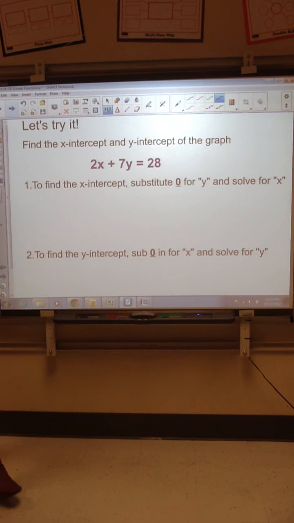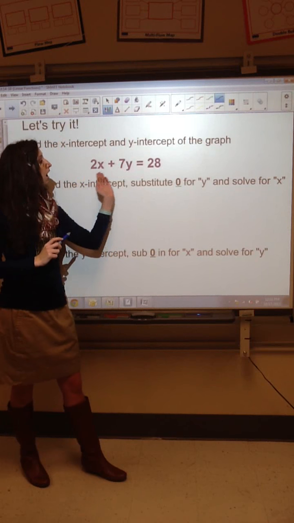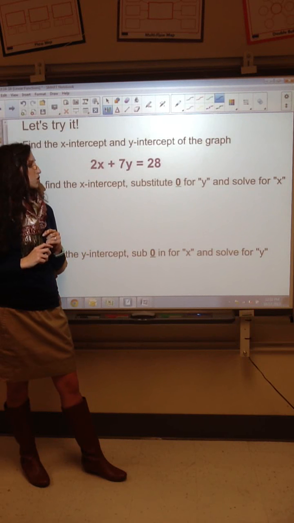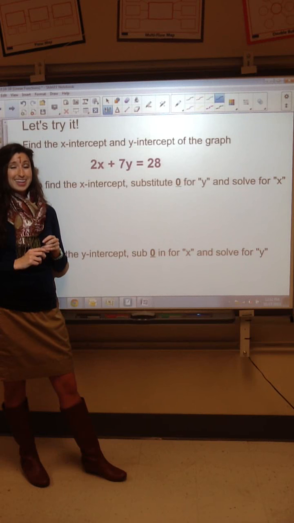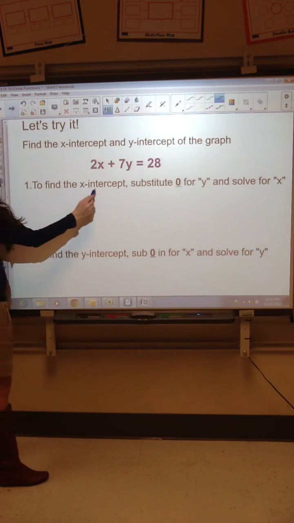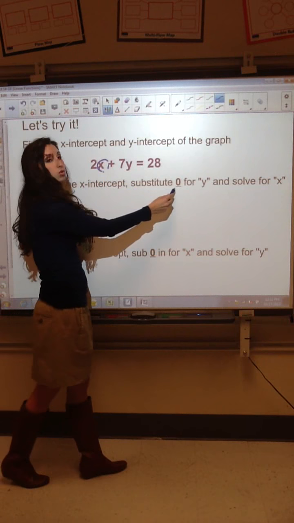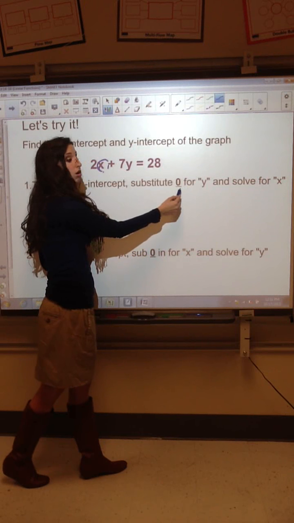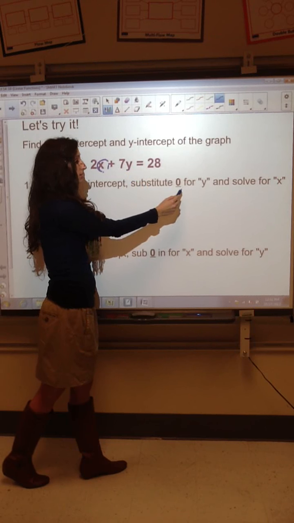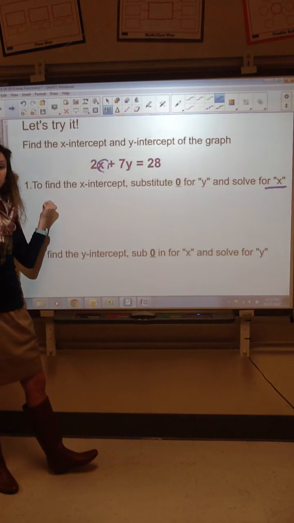We're going to try it. It says, find the x-intercept and the y-intercept of this equation of a graph. So in your notes, everybody should have it: 2x plus 7y equals 28. Let's go ahead and start working. Step number 1, to find the x-intercept, I want x, substitute what? 0 for the y. All we're doing is plugging in a 0 wherever our y is, and then we're solving for x. Well, that makes sense because I want my x-intercept.